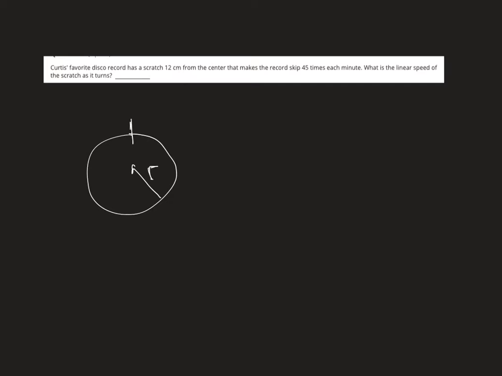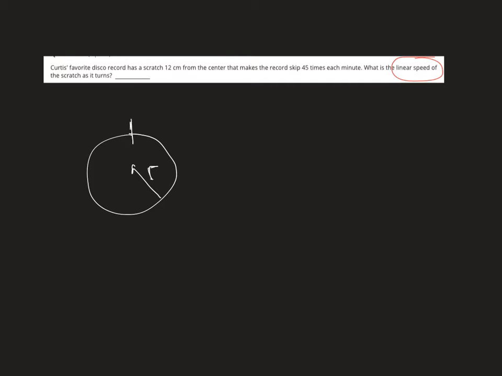So if I look at this problem, it says Curtis's favorite disco record has a scratch 12 centimeters from the center that makes the record skip 45 times each minute. What is the linear speed of the scratch as it turns? So they're asking in this question for linear speed, also known as tangential speed.